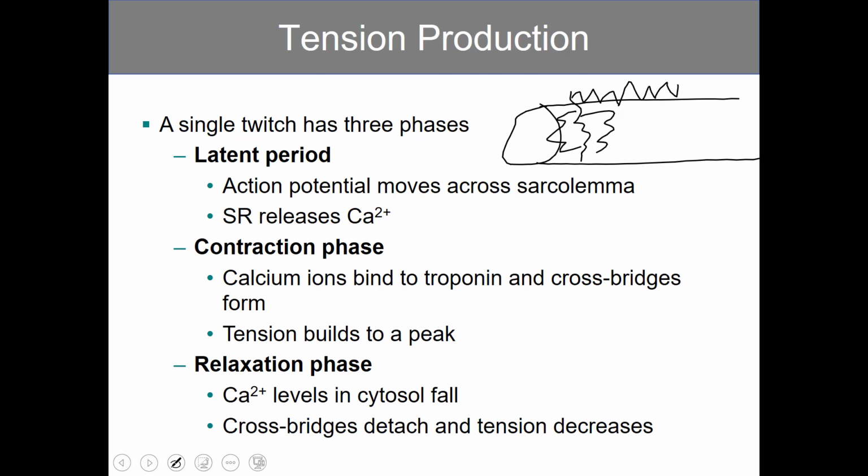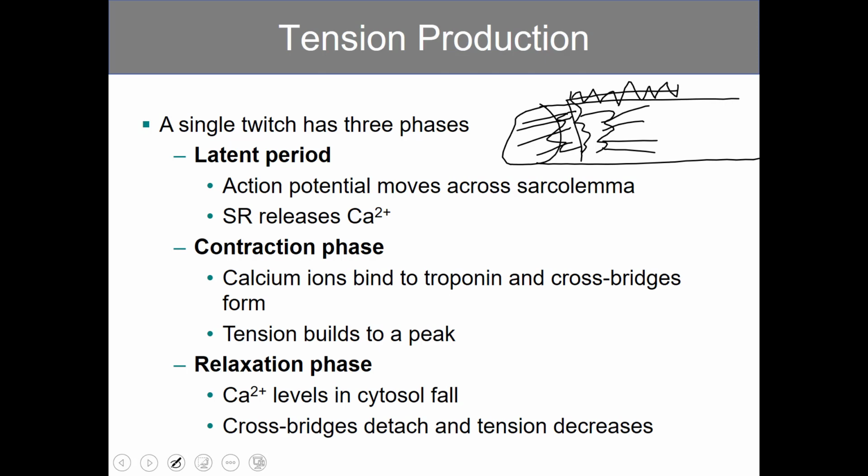The action potential moving down the sarcolemma, down the T-tubule, releasing the calcium, diffusing out into the cytoplasm, or sarcoplasm as it is, binding troponin. That is the latent period. Contraction begins when calcium binds the troponin and the cross bridge forms. So you start to develop tension as those cross bridges undergo power strokes.